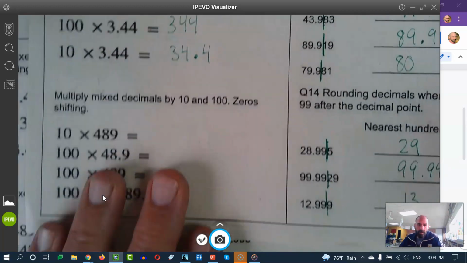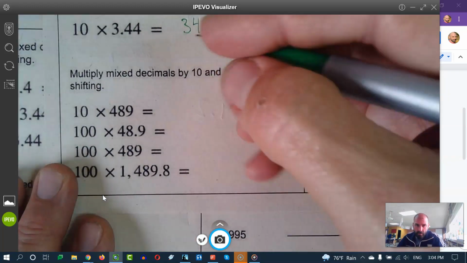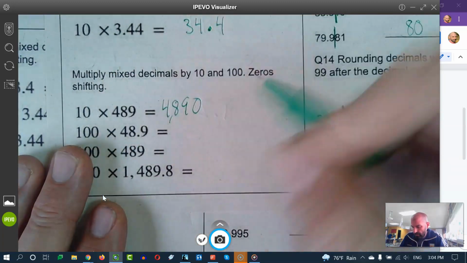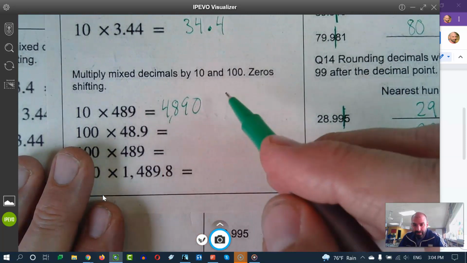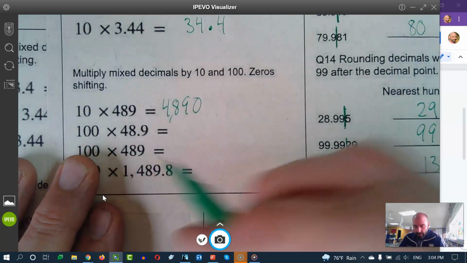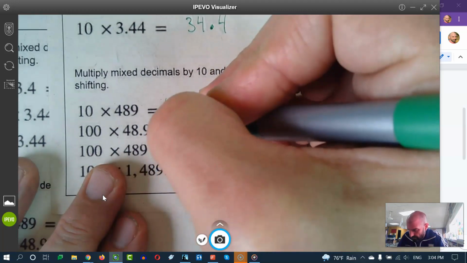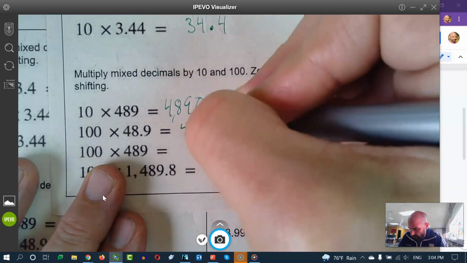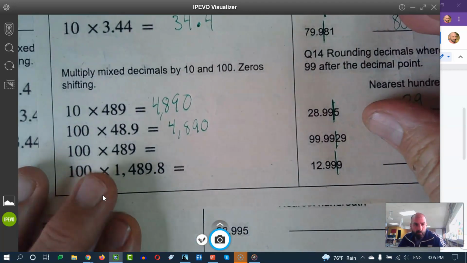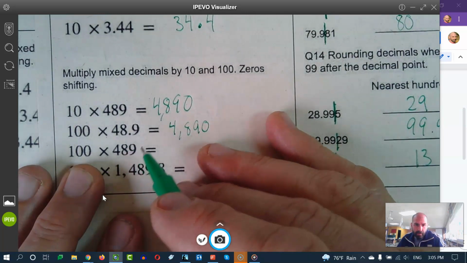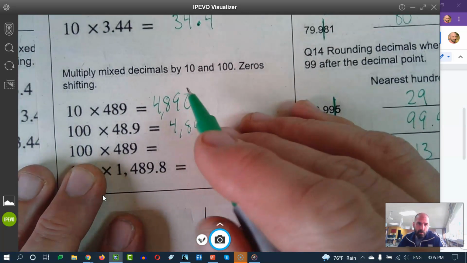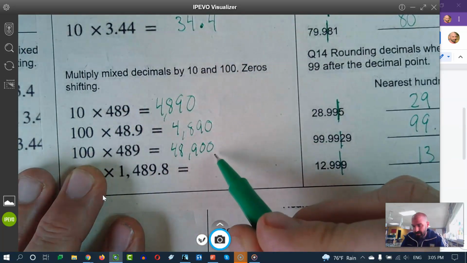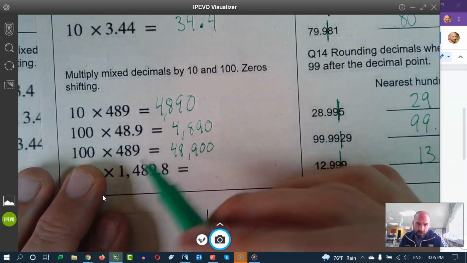All right, now we're multiplying by 10 when some zeros are shifting. So I have 489. Everything's shifting 1 spot to the left, which means this 0 came from where? The tenths. So it came up. 148 and 9/10. 100 times 48 and 9/10. Everything's shifting 2 spots. So from the tens to the hundreds, thousands. So look at that. It's the same number. 100 times 489, so things are shifting 2 spots here, so that's going to be 1 more spot than up here. So we're at 48,900. So this second 0 was in the hundredths, got shifted over from there.